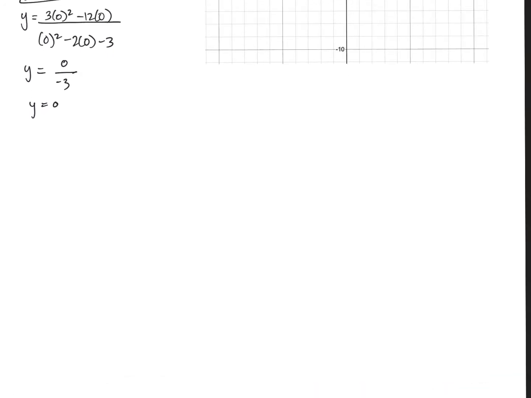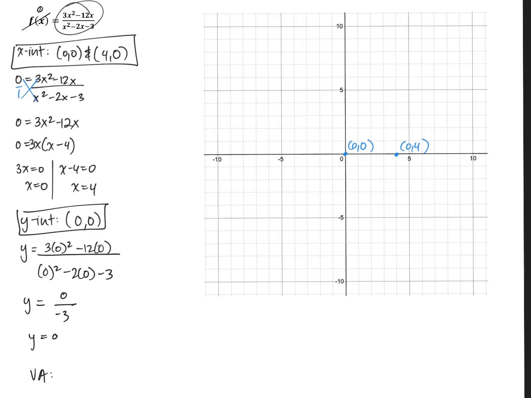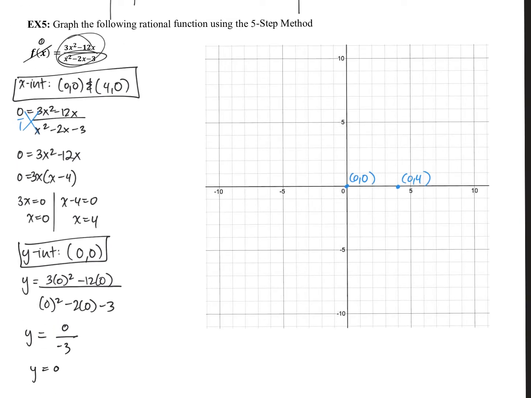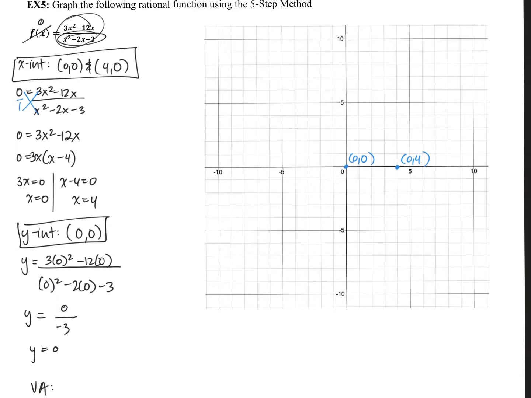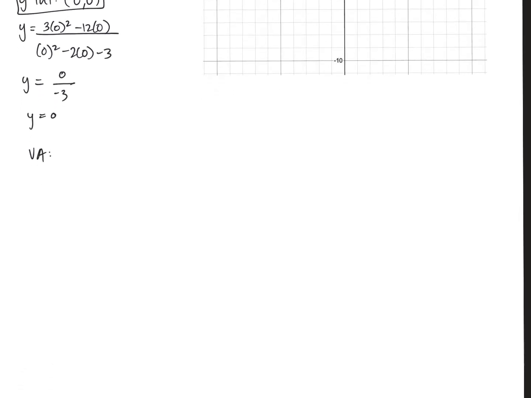Vertical asymptote. And how do we find that? Well, the vertical asymptote is where my function is undefined. So that means I'm going to take my denominator and set it equal to 0 and figure out what's making it undefined. So x squared minus 2x minus 3.